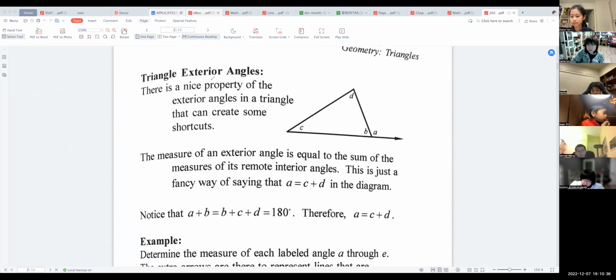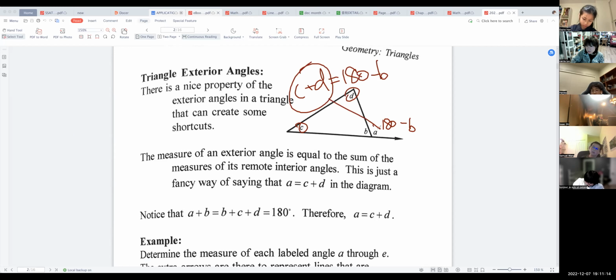Okay, so let's take a look at this one. So there's a triangle, exterior angles, okay? So we all understand 三角形, 角 A, sorry, 角 B 加角 D 加角 C 加起来应该等于多少度? 180度。So we all know that. So what is angle A called? Angle A is called the exterior angle of B. So angle A equals what? Angle A equals 180 minus B. So what does C plus D equal? C plus D also equals 180 minus B, correct? So that's why C plus D equals A.